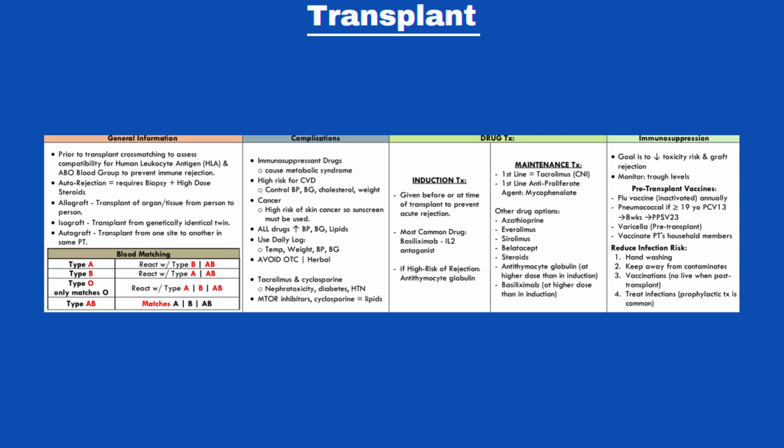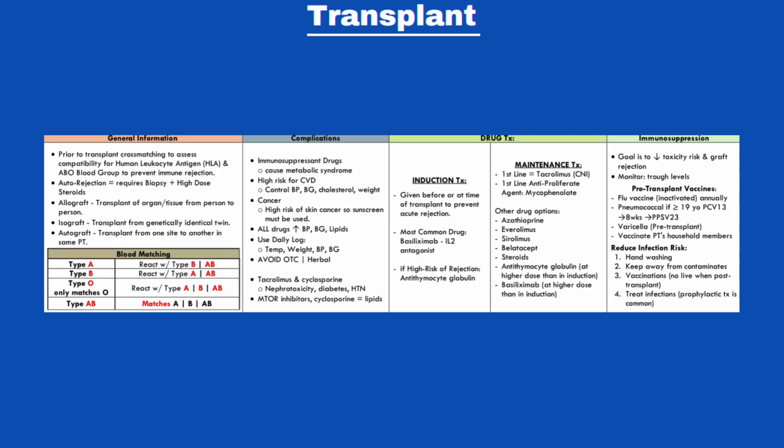For blood matching, we have type A, which reacts with type B and AB, type B, which reacts with type A and AB, type O, which only matches with O but reacts with type A, B, and AB, and lastly, type AB, which matches A, B, and AB.